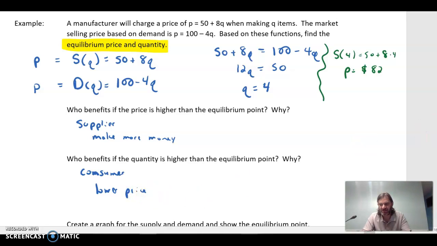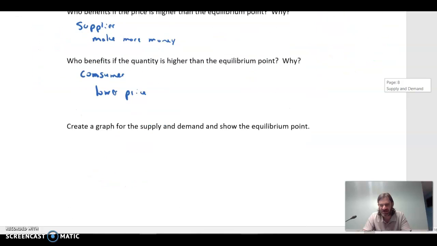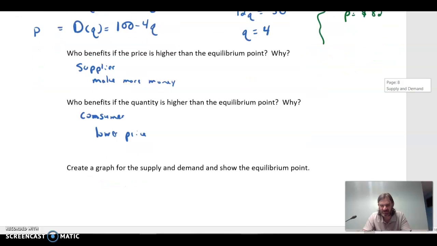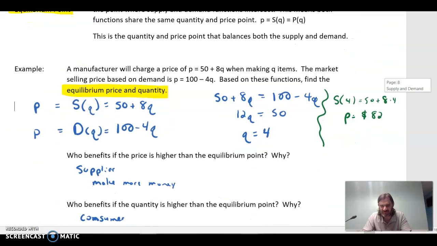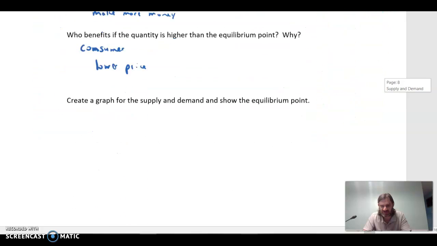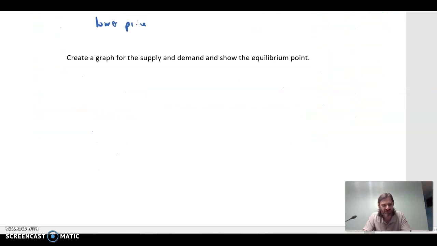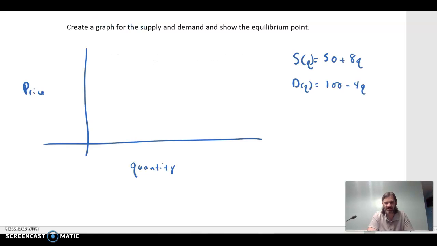Now let's try and make a graph down here to show this, and my functions are not in the best place, so let's see if we can do it. Hold on while I pull a graph in here. I need to pull my functions down here where I can see them so I don't have to go back up to the top over and over. But supply is 50 plus 8Q, demand is 100 minus 4Q.